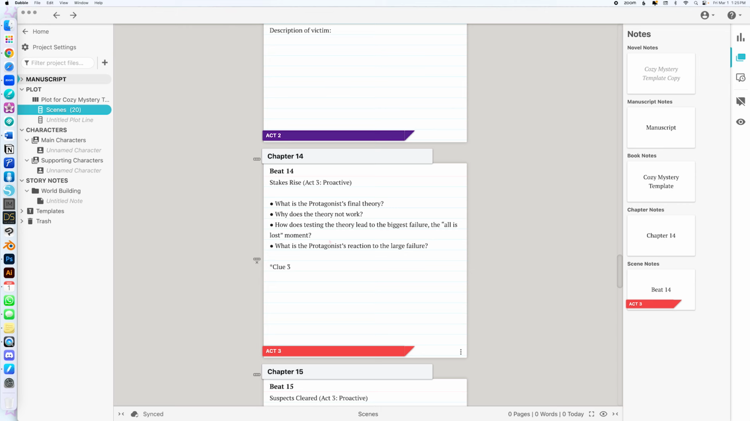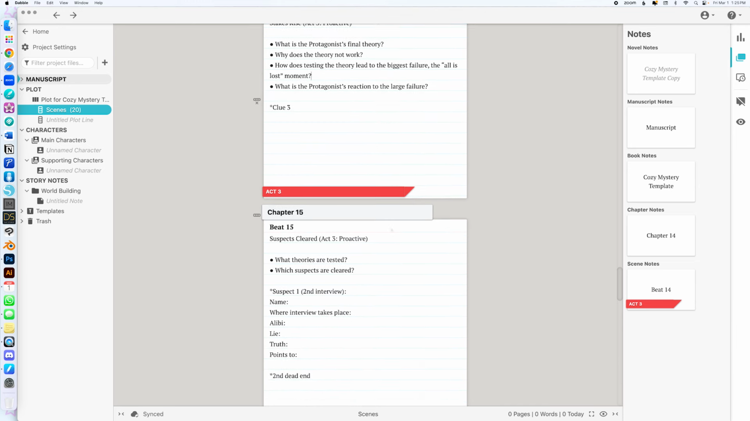So if you follow Save the Cat, beat 14, the stakes rise, and afterwards this will lead to the all is lost moment. And then we have to say, what is the protagonist's reaction to the large failure? More often than not, I will plant a clue here, and that clue will lead to this failure. So that's kind of how I like to work the stakes rise.